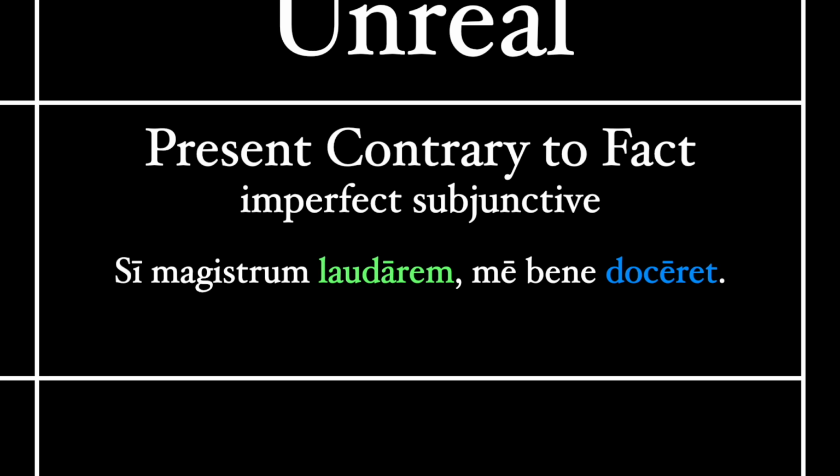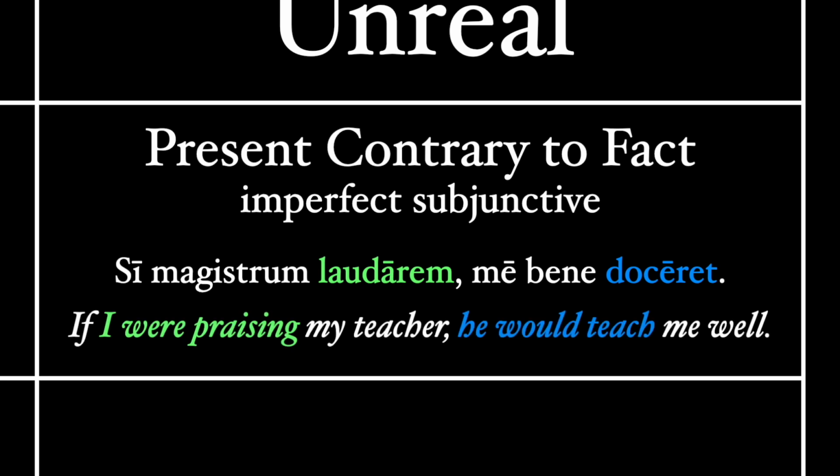Si magistrum laudarem, me bene doceret. If I were praising my teacher, and most likely I'm not, he would teach me well. Notice how we translate this into English. Even though this is a present condition, we still translate our imperfect subjunctive like an imperfect tense, with the were praising, and our verb in the conclusion still uses the word would. This is how it will work for every present contrary to fact condition.